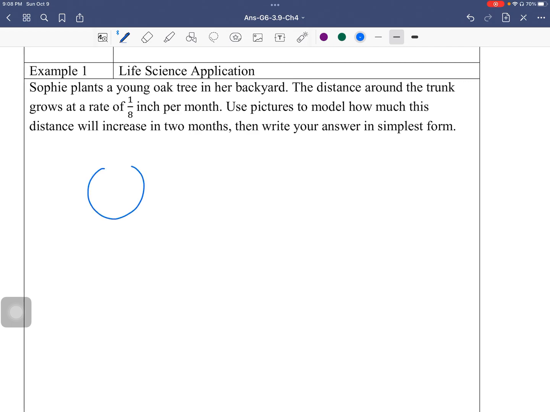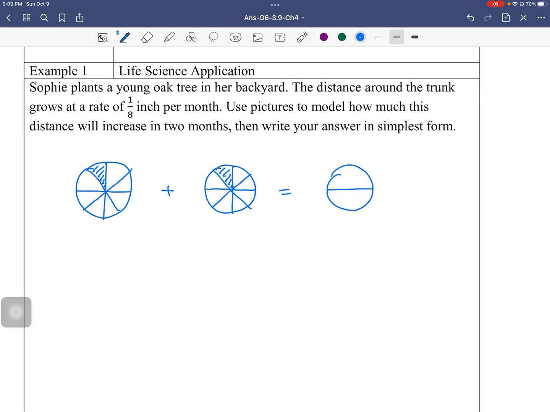Now I know it grows 1/8 inch per month, and since the distance around the trunk grows at the rate of 1/8, I can model it as 1/8, and then also 1/8, and then that equals 2/8. So 1/8 plus 1/8 equals 2/8.